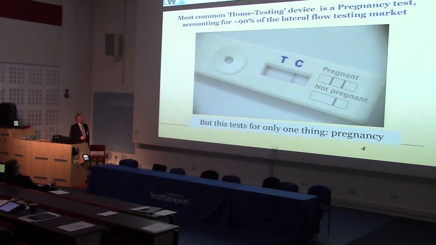An example which I learned about recently is pregnancy testing. It's a lateral flow device, so urine goes here, and if it lights up two pink bars, I learn, then you're pregnant. If you only get one bar, you're not pregnant. And this is 90% of the lateral flow diagnostic market. Many people use these, very common, cost about £5. But this tests for only one thing: pregnancy. What it's designed for: are you pregnant or not?